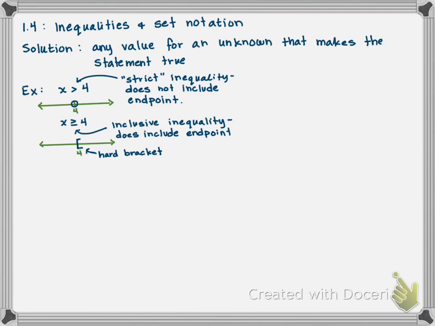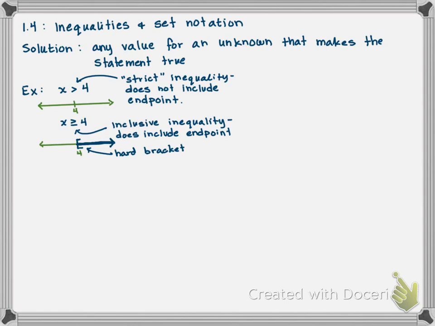And then, dang it, I messed up. I can't undo that point after I write all that other stuff. Okay. So this is a hard bracket, and I have it pointing to the right because the solutions to this set are all the numbers to the right of 4. And so to finish graphing that set, I would shade everything to the right of 4.